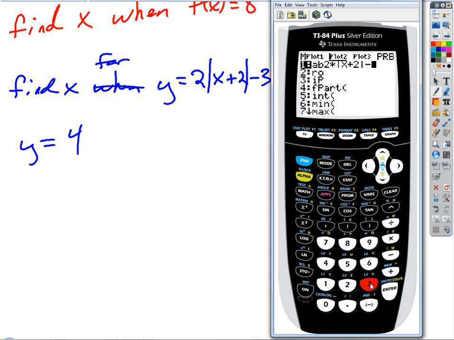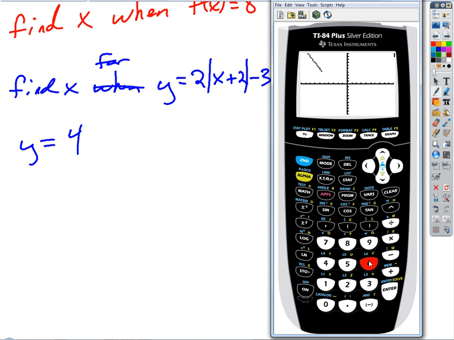Okay. And now if I just hit zoom 6, there's my absolute value function. I left the y on 8. I'd want to go change that, wouldn't I? I'd want to change that to 4 and hit graph. Now I can see both intersections, and so I just go find them with intersect. Make sense?